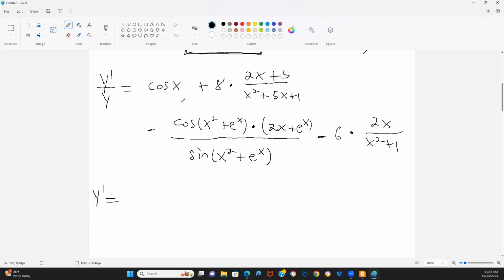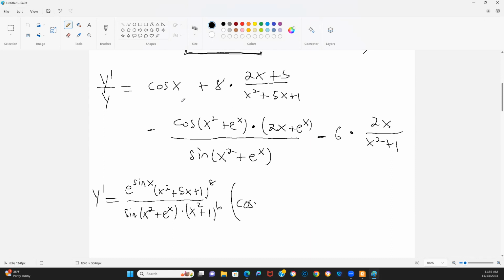But y, remember, is, it's really awful. It's going to be e to the sine x, times (x squared plus 5x plus 1) to the 8th power, over sine of (x squared plus e to the x) times (x squared plus 1) to the 6th. And then it's going to be times all of this mess right here.